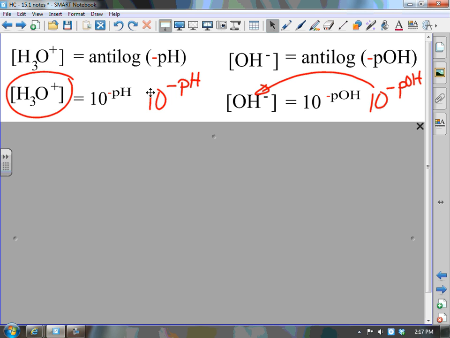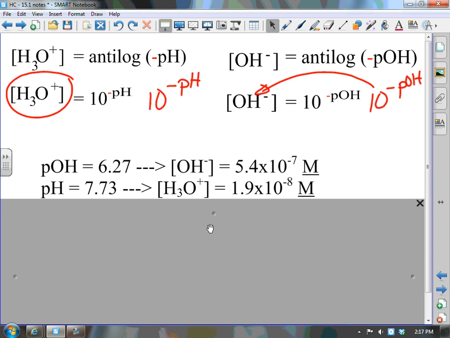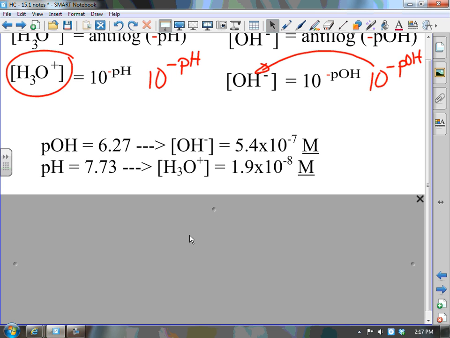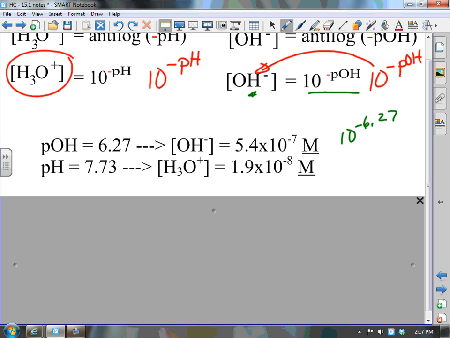And that's pretty simple. We're all worried about logarithms, but it's pretty straightforward. So here'd be two that I want you to do just to make sure that you get these answers. If you're given the pOH of 6.27, and I tell you to calculate the hydroxide concentration, you should get an answer of 5.4 times 10 to the minus 7. Okay? I want to find the concentration. I'm going to take 10 to the negative 6.27, and that should be your answer. If I want to find the hydronium ion concentration, I'm going to take 10 to the negative 7.73, and these should be the two answers that you get for those.